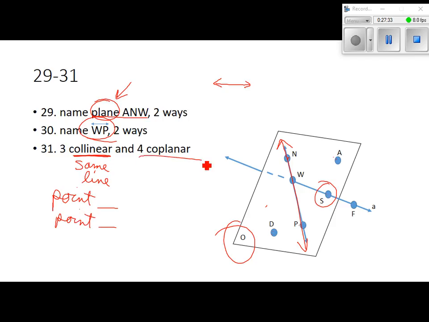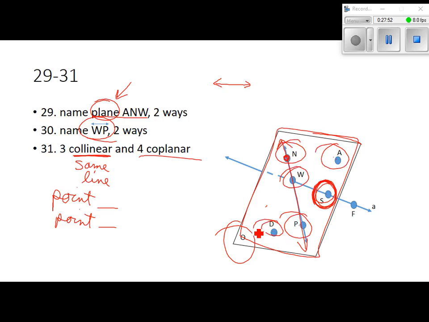And then you wanted 4 coplanar points. Well, 4 coplanar points are points that all fall on this same plane. Now I messed up and accepted S, I wasn't paying attention. S really doesn't fall on that plane because that's showing that line going through the plane. So you'd have to pick points that actually fall on the plane.